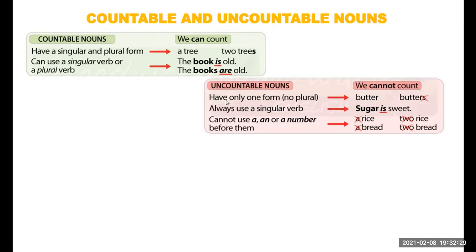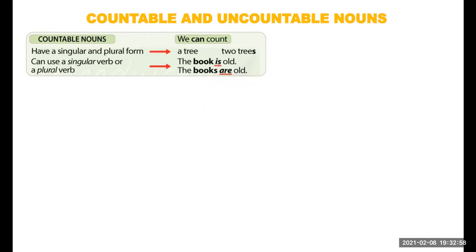In these uncountable nouns, we cannot say a, an, or a number before the uncountable nouns. For example, we cannot say a rice or a bread or 2 rice or 2 bread. So we say rice, bread, or sugar. But we cannot use these articles or numbers before the uncountable noun. So let's check if you understood.